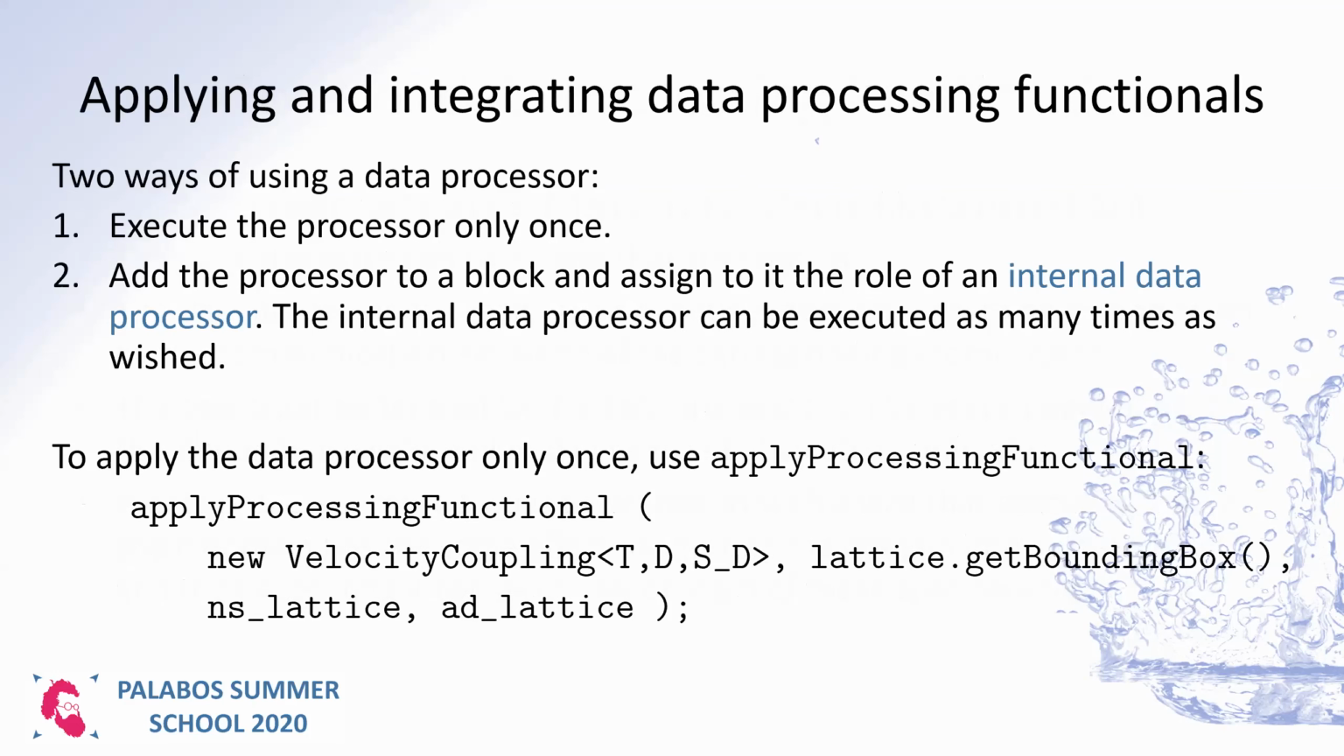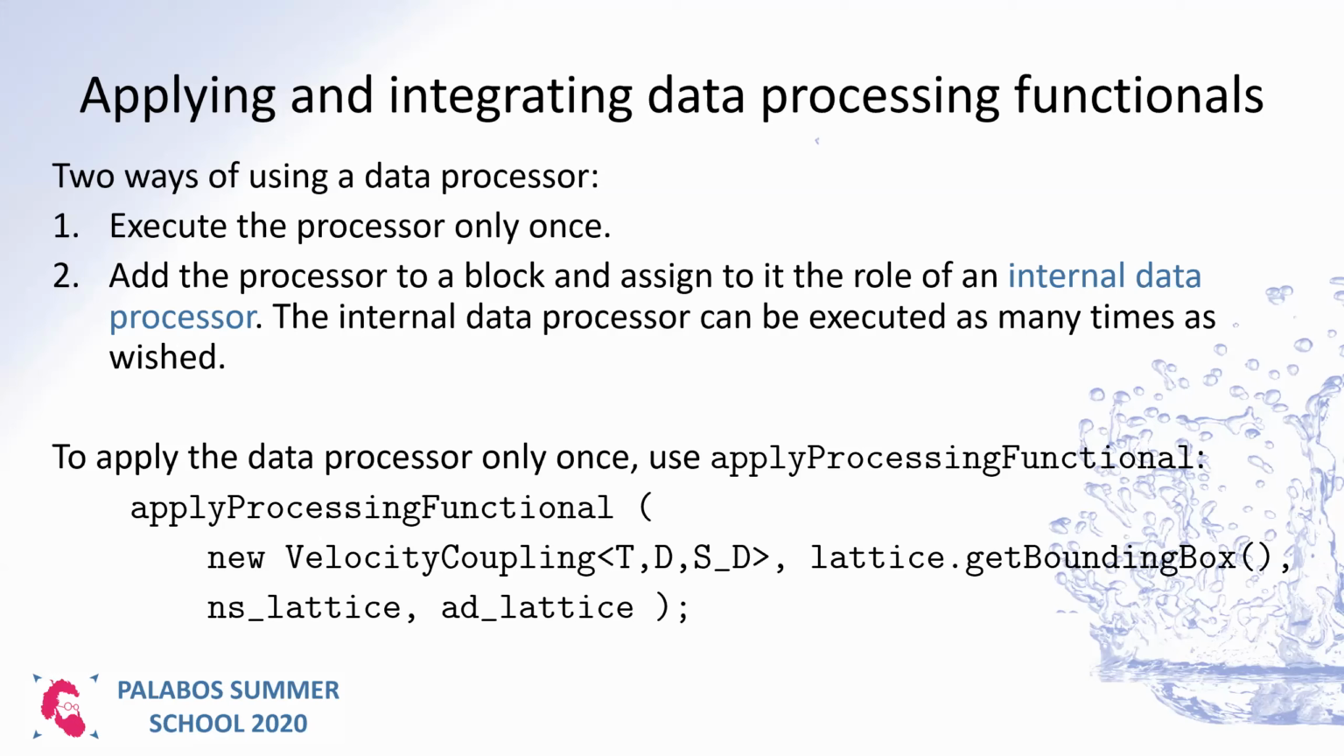Now, once you have written a data processor, it needs to be executed. There are two mechanisms for that. Either you can execute the processor just once manually, or you can have it executed automatically at every collision streaming cycle of your model. In this case, we talk about internal data processors. That means that the data processor can be attached to a multi-block. And once it is attached to the multi-block, it can be executed as many times as you want within the execution of the collision streaming cycles.